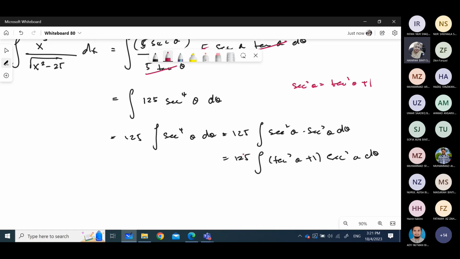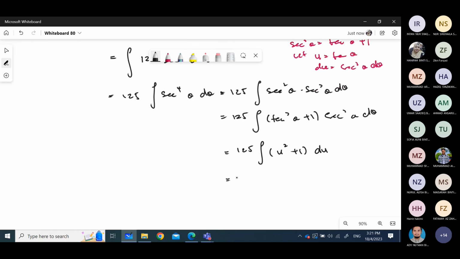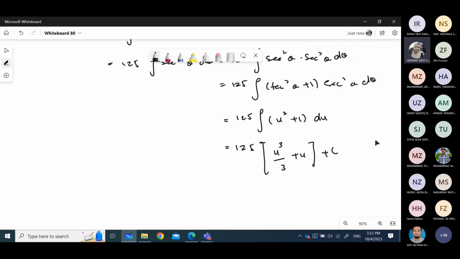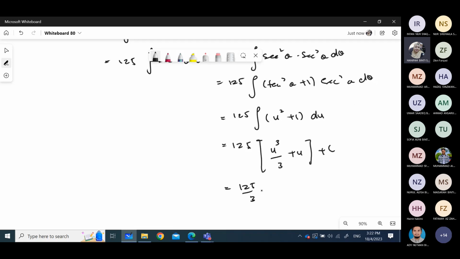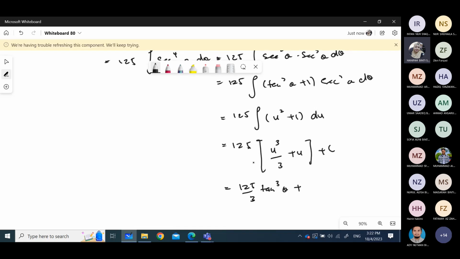So next we substitute. So let u is tangent theta and du is secant squared theta d theta. Okay. Right. So substitute tangent into u. So here we have u squared plus 1. So secant squared theta d theta is a du. So you substitute je. Okay. So next integrate. So here we have u to the power of 3 over 3 plus u plus c. Okay, so it is equivalent with 125 over 3. So our u is tangent. So we have tangent to the power of 3 theta plus u. So u is a tangent theta plus c.